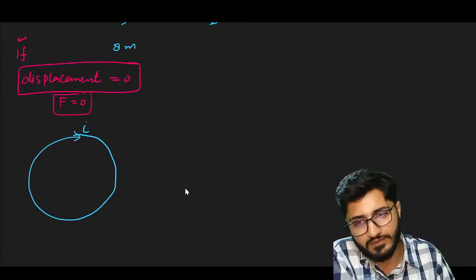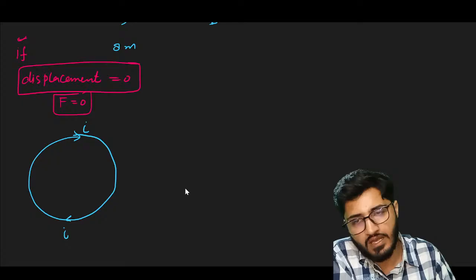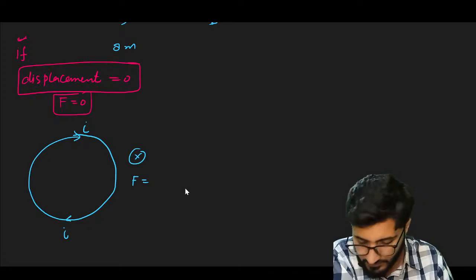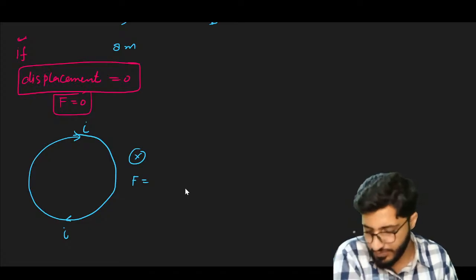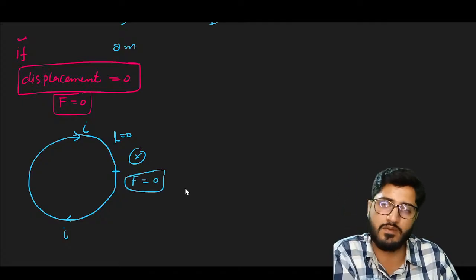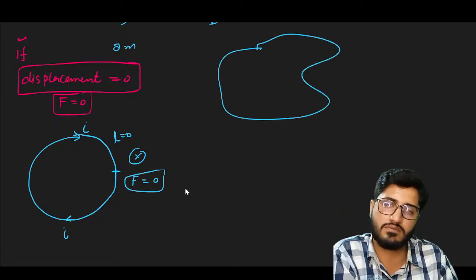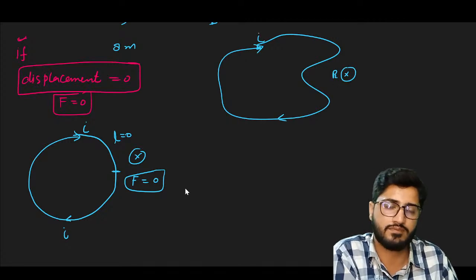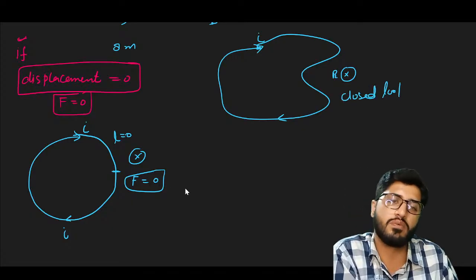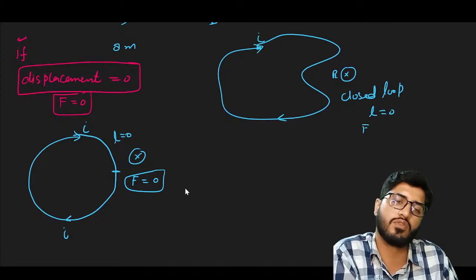Current I is flowing and it is placed in a magnetic field B. So could you just tell me what is the force on this loop? Sir, you can see in the circular motion, if we start from this point, we are coming back to this point. So my L is zero, so F is zero. Okay. So what about this one? Also, sir, the shape is closed, no? It is a closed loop. So L is zero, so F is zero.